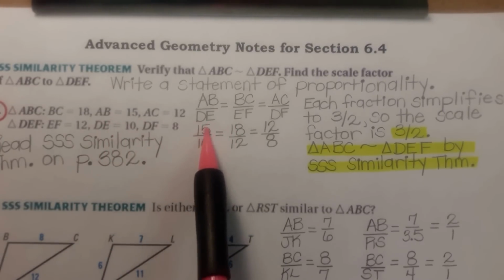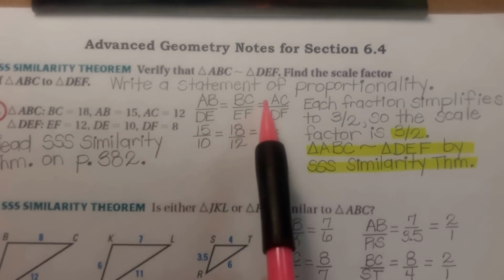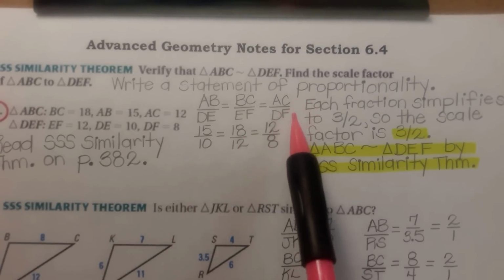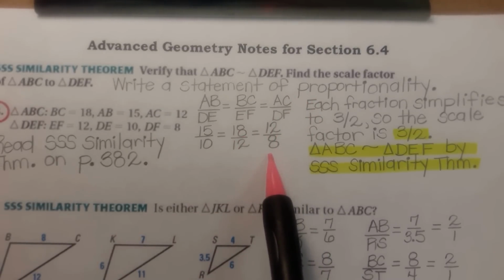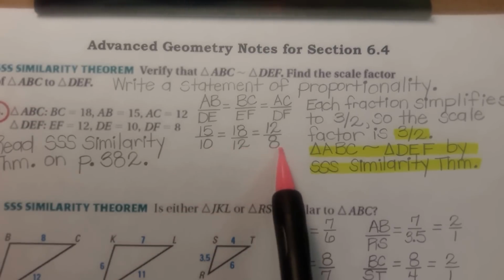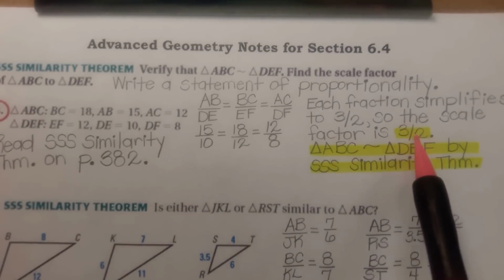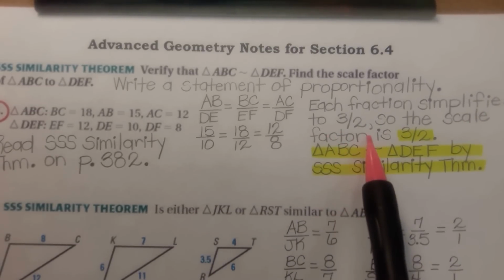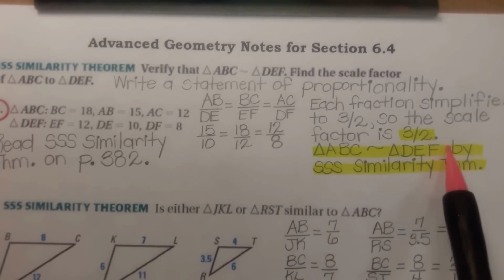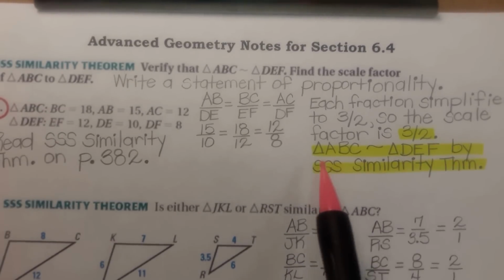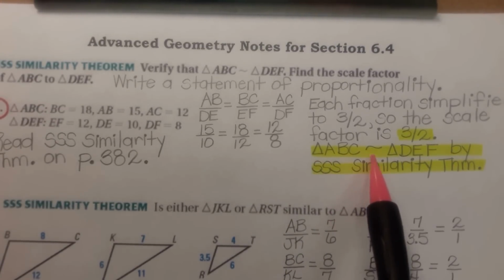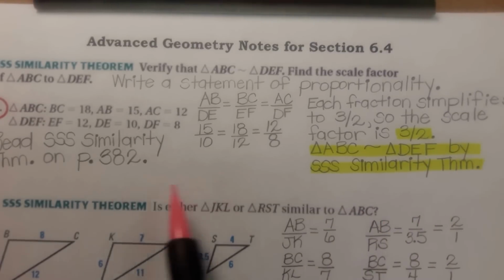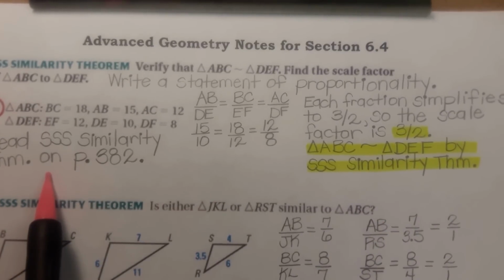So for AB, I have 15, DE 10, BC 18, EF 12, AC 12, DF 8. When I simplify all three fractions, I have 3 over 2. So each fraction simplifies to 3 over 2, so the scale factor is 3 over 2. So I know that triangle ABC is similar to triangle DEF by the SSS similarity theorem. And you need to make sure you read the theorem on page 382.